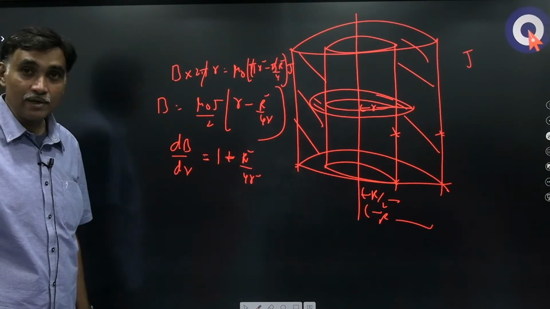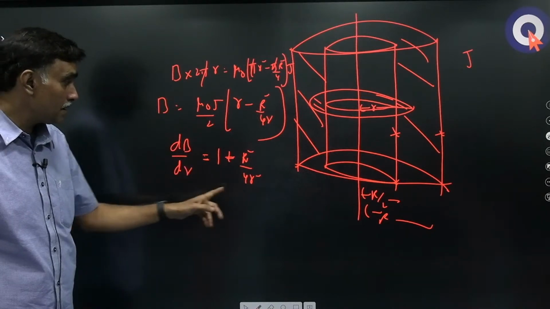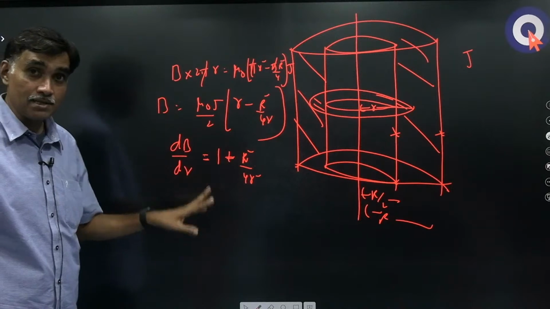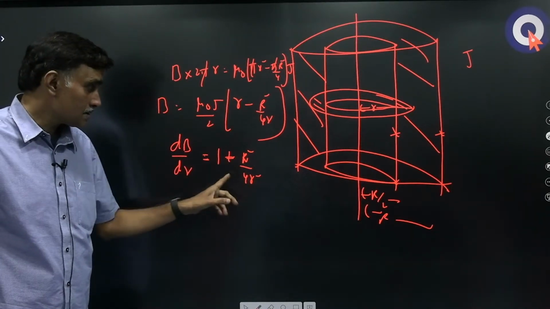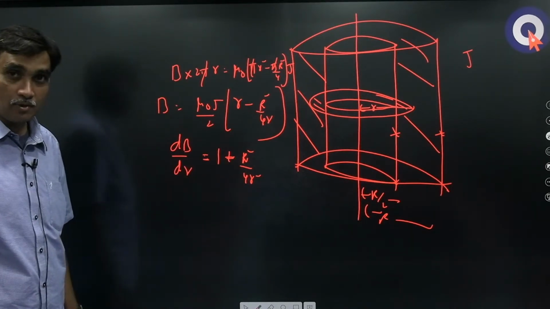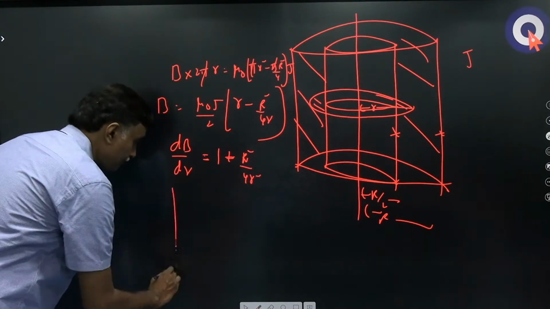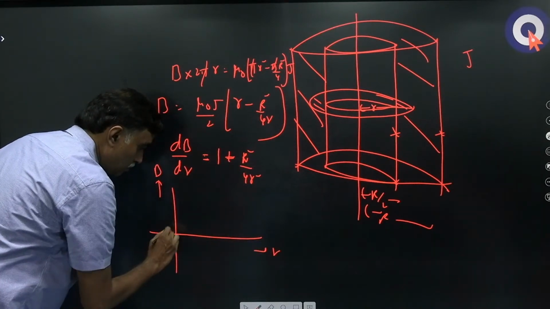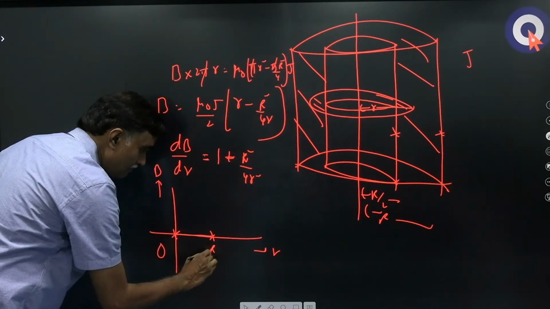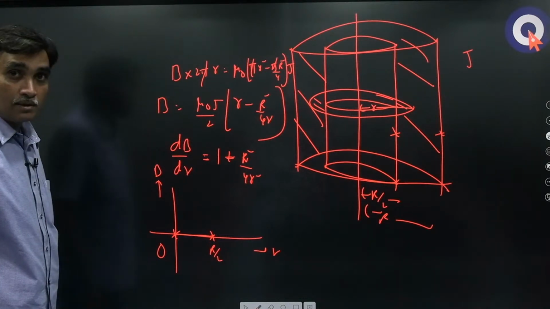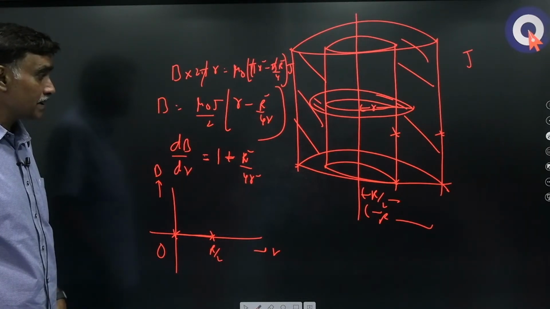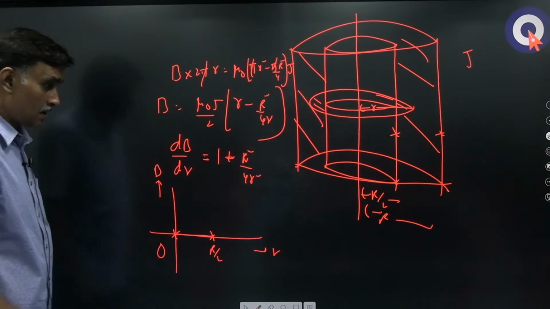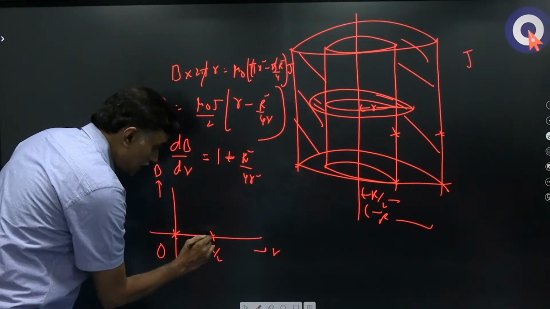As r increases, the magnetic field is continuously increasing. But what about dB by dr? As r increases here, what about dB by dr? It is decreasing. As r increases, dB by dr is decreasing. Okay. So what type of graph here? Up to R by 2, 0. Then from there, it will increase. The magnetic field is continuously increasing, but the slope is decreasing. So you will get a graph like this.